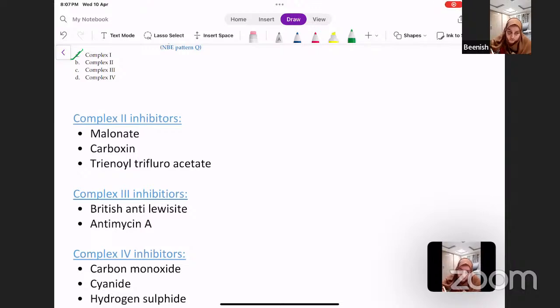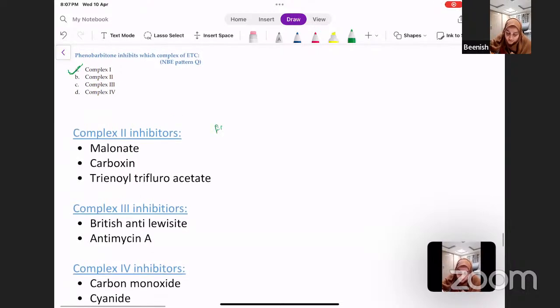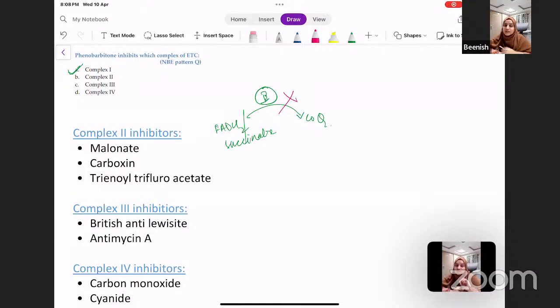Now, complex 2. We know that your FADH2 was giving its electron to complex 2, which gives it to coenzyme Q. So the block is here at this level. The inhibition is here at this level. And we've already known that succinate dehydrogenase is a part of complex 2.